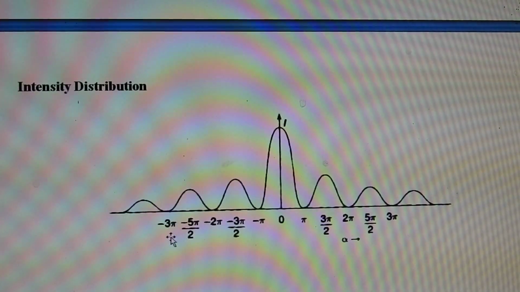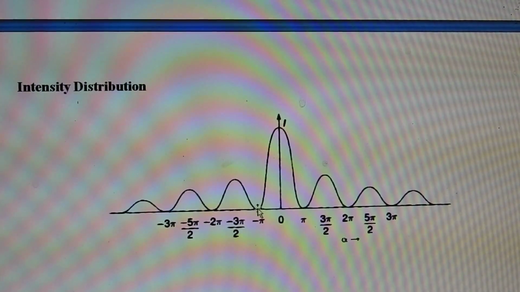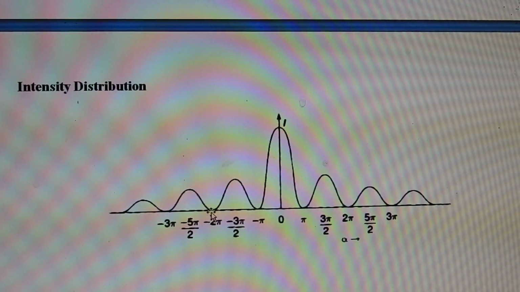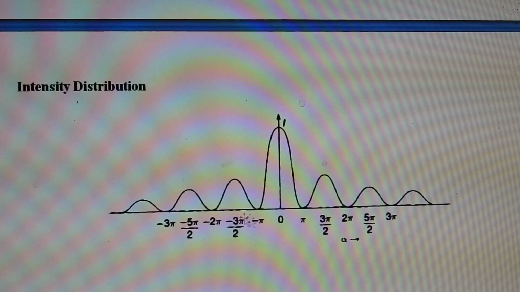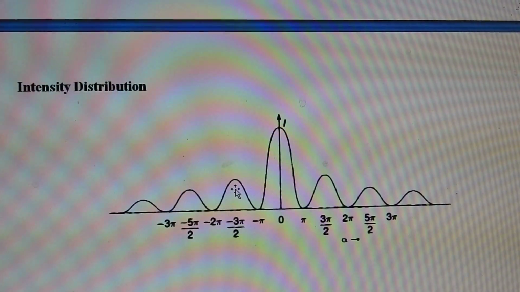So the intensity distribution will be like this. Here 0, minus pi, n pi we are getting now for maximum. So pi, 2 pi, 3 pi minima are there. So between pi and 2 pi we are getting one maxima. That is 3 pi by 2.